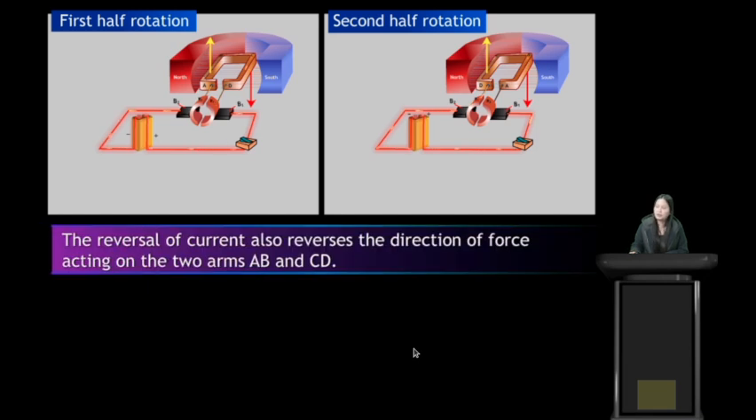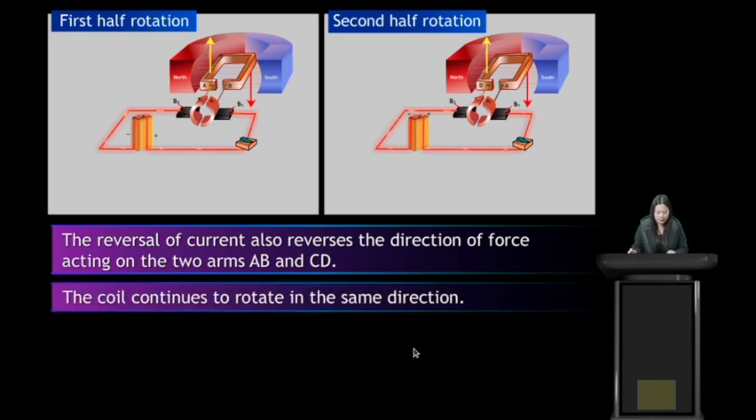The reversal of current also reverses the direction of force acting on the two arms AB and CD. So the coil continues to rotate in the same direction, as there is reversal of current after every first half rotation.